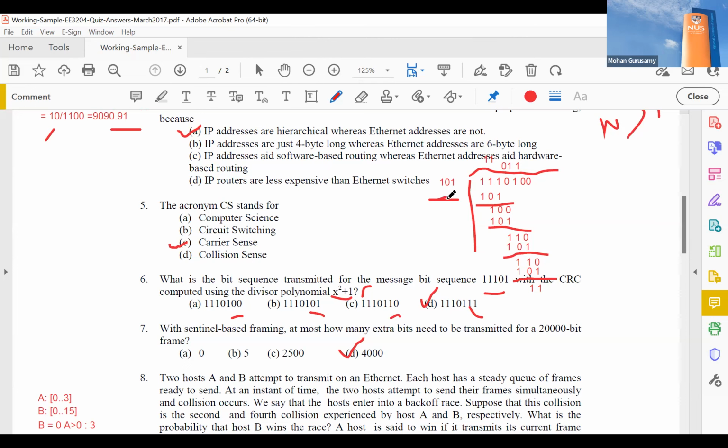So the divisor has 3 bits, so take the first 3 bits, 111. Note that the prefix should be 1. The first bit should be 1, only then you can divide. Quotient 1, 101. So 1 minus 1 is 0, 1 minus 0 is 1, 0 minus 1 is 1. So 1, 0. Next you bring the 0 down. It becomes 1, 0, 0. Then quotient 1, 101.